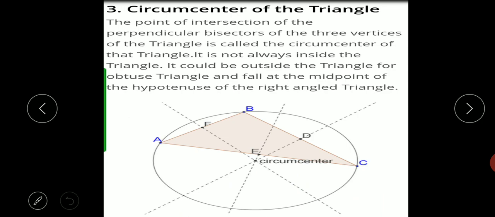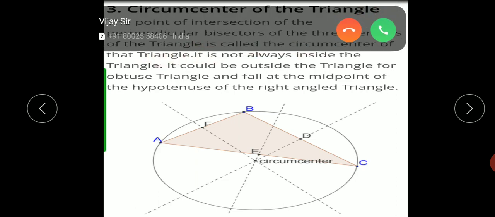Now the third one is the circumcenter of the triangle. The point of intersection of the perpendicular bisectors of the three sides of the triangle is called the circumcenter of that triangle.